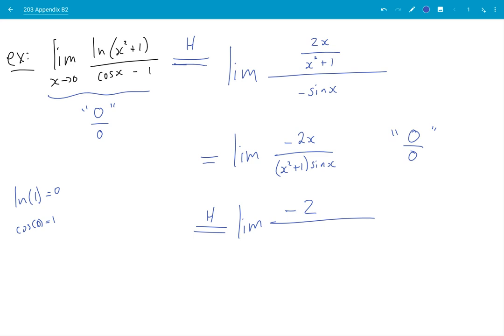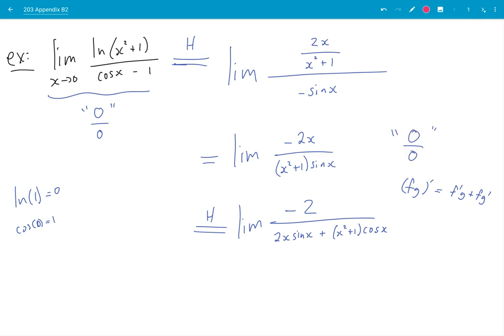On the bottom, I have a product rule. What is that? I'm going to go fg prime is f prime g plus fg prime. So what do I get? 2x sine x plus x squared plus 1 cosine of x.